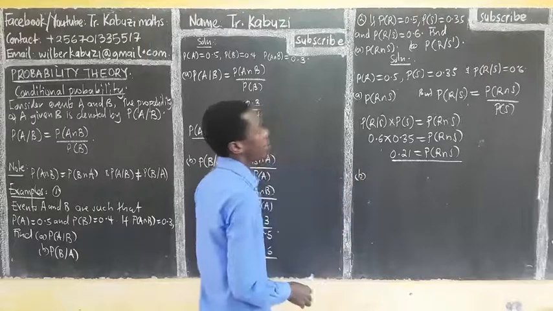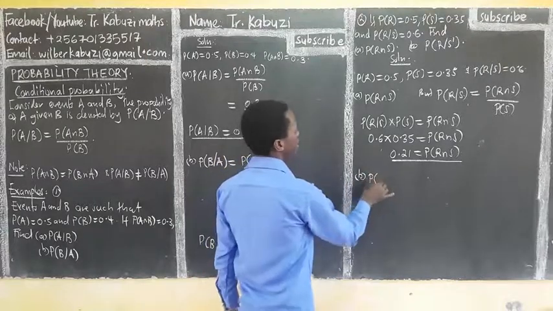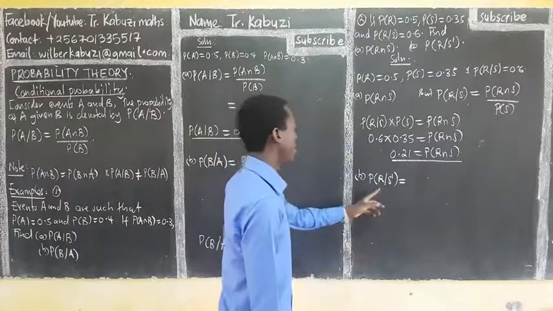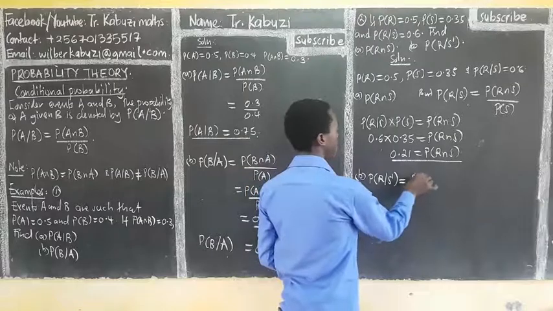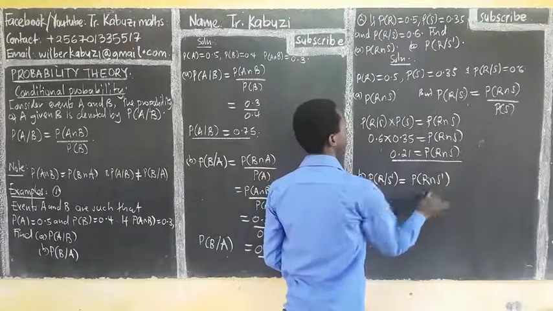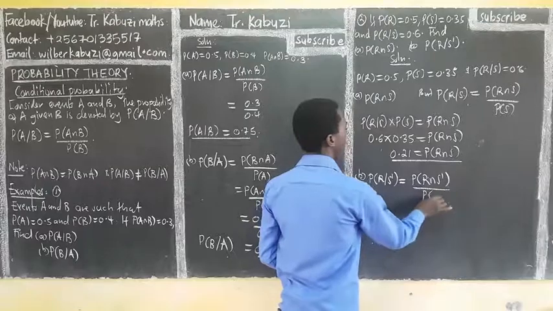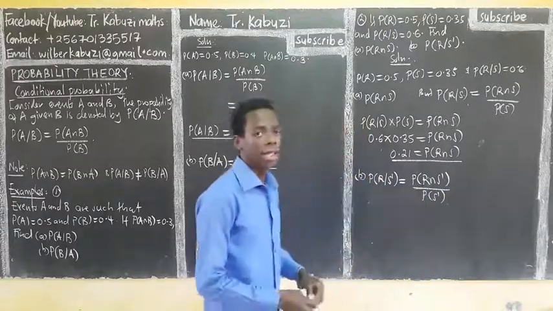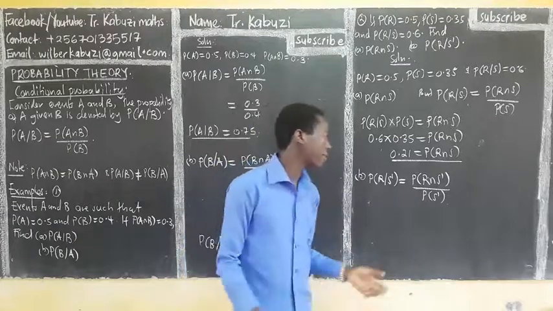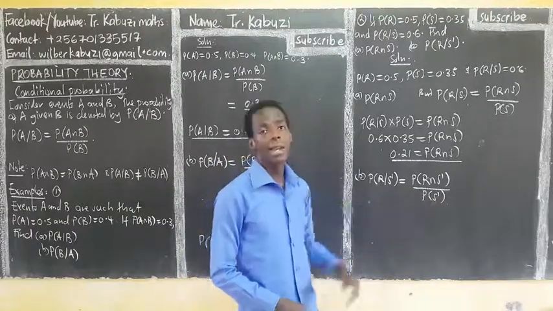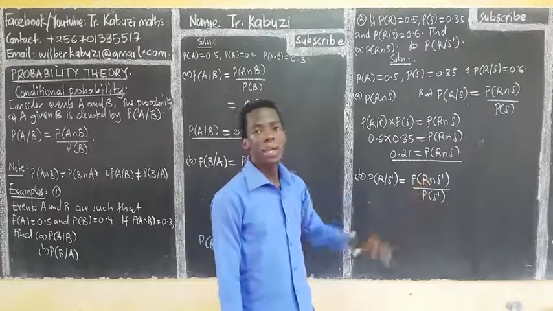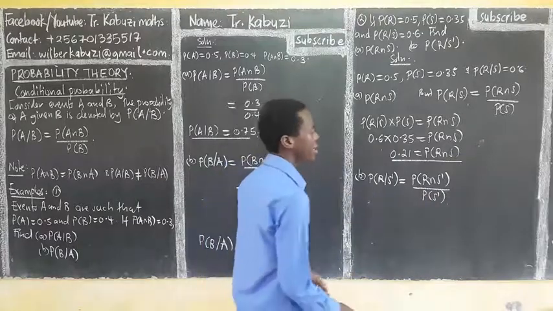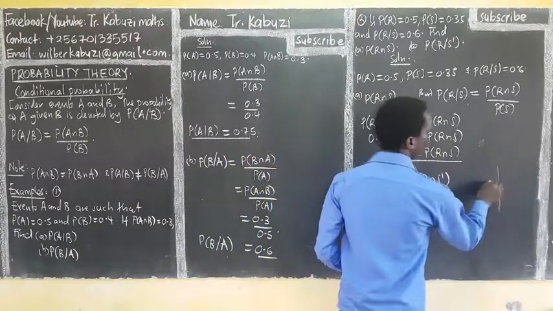Then part B: probability of R given S complement. How do we calculate this? This will be probability of R intersection S complement over probability of S complement. And now, this one we have to use the contingency table. If they were independent, we would have done it directly. But now they are not independent. How do we handle this? Now we are going to use the contingency table, hope you remember it.